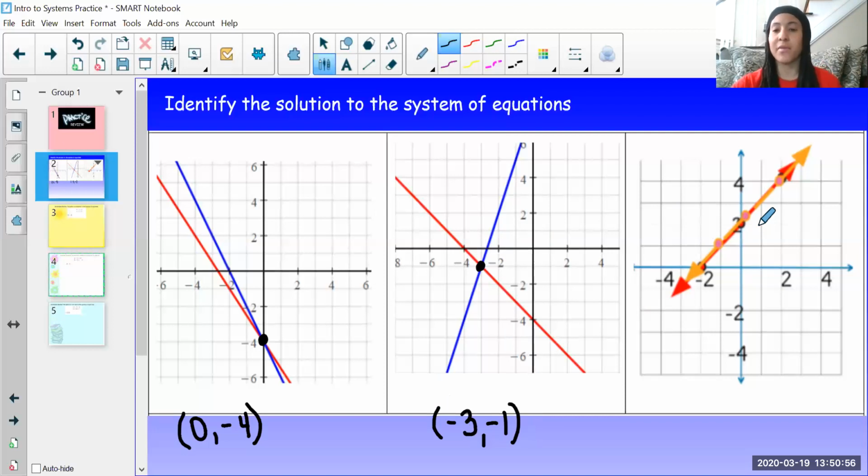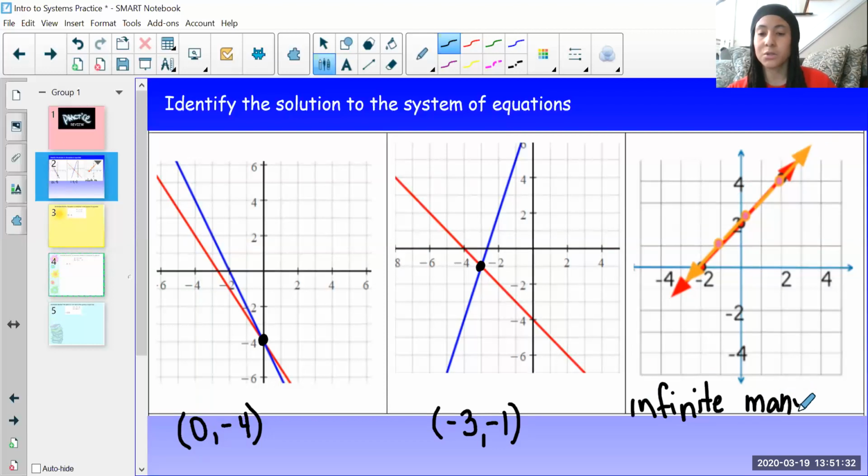My last system, I see that I have two lines, but they look like they're touching all the time. So that means that this system of equations has many solutions. That means that they all touch, meaning they also have the same equations. So for this type of question, compared to the last one on the video where we wrote no solution, this one has many solutions. And since we see that they have arrows, that means that they go on forever and forever. So we write as an answer, infinitely many solutions.